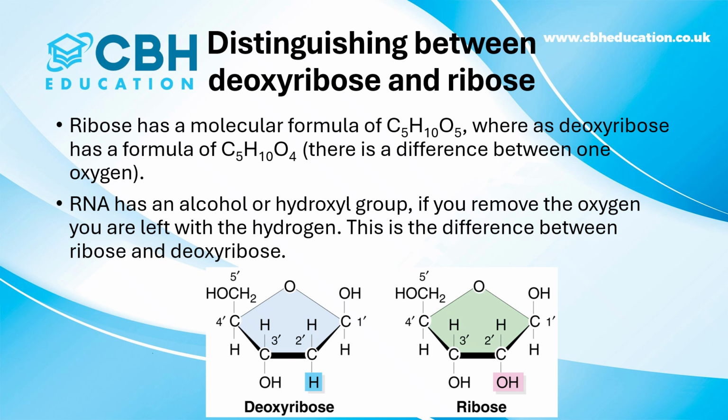So, ribose has the molecular formula C5H10O5, whereas deoxyribose has a formula of C5H10O4. RNA has an alcohol or hydroxyl group. If you remove the oxygen, you are left with the hydrogen, and this is the difference between ribose and deoxyribose, and you can see this difference on the diagram below.